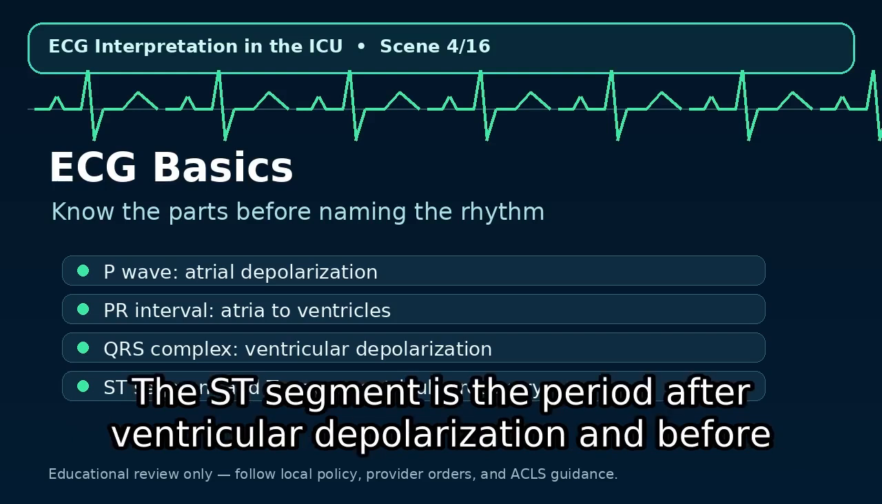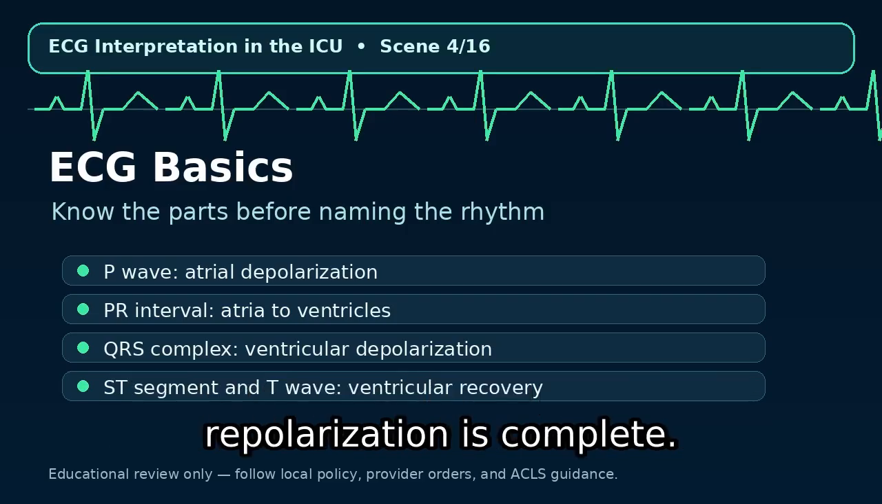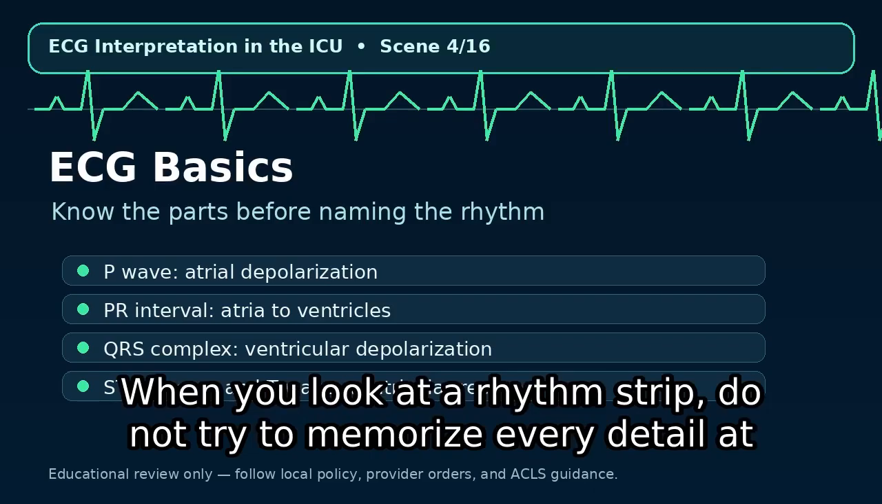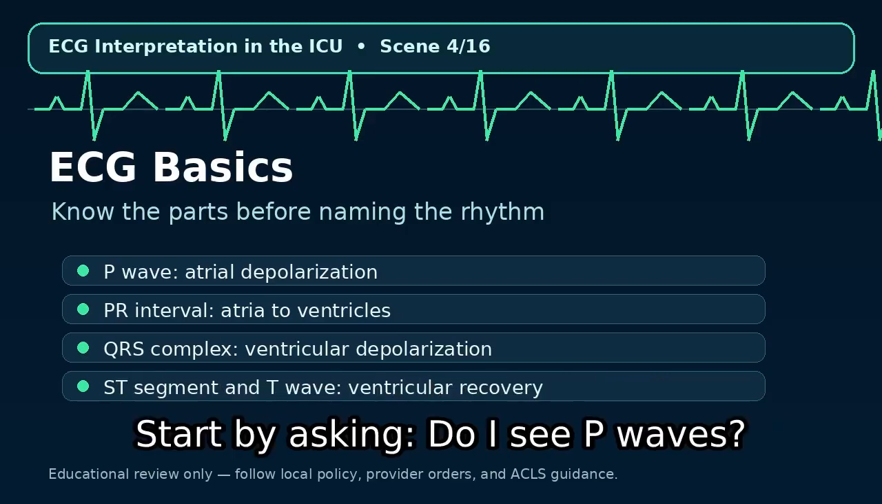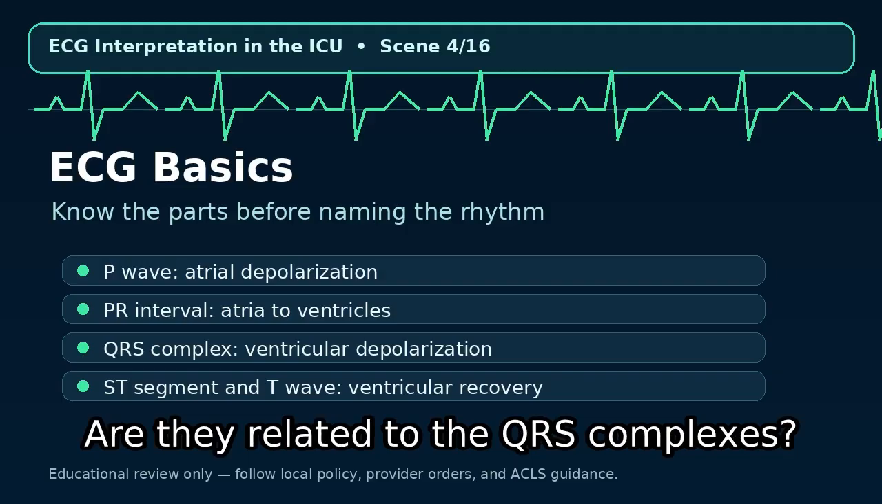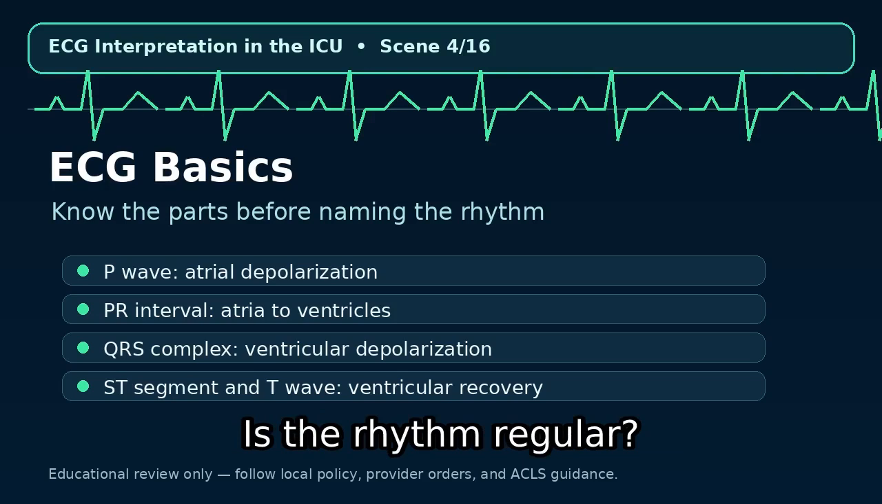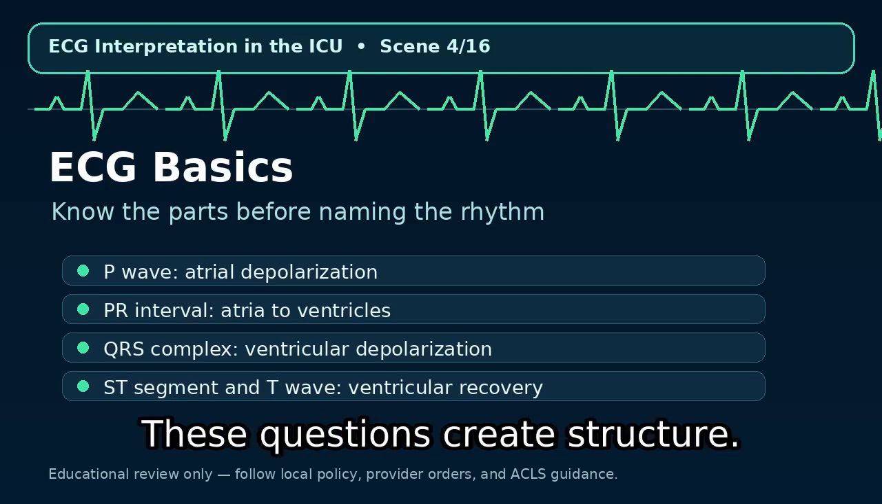The ST segment is the period after ventricular depolarization and before repolarization is complete. The T wave represents ventricular repolarization. When you look at a rhythm strip, do not try to memorize every detail at once. Start by asking, do I see P waves? Are they related to the QRS complexes? Is the QRS narrow or wide? Is the rhythm regular? These questions create structure.